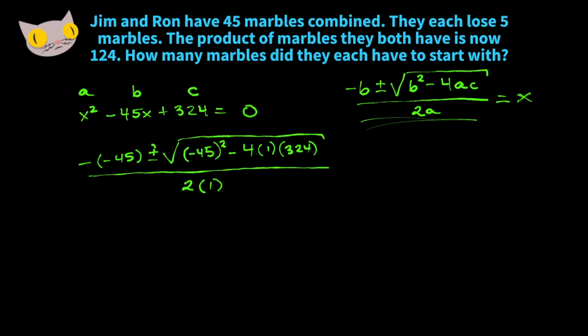If we solve this for the positive case, we get 36. And if we solve for the negative case, we get 9. So that means Jim had 36 marbles to start with, and Ron had 9 marbles to start with. Or vice versa, honestly, I don't know. One of them had 36 marbles, and one of them had 9 marbles.